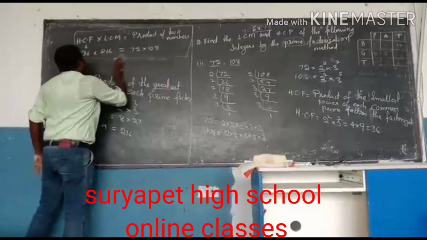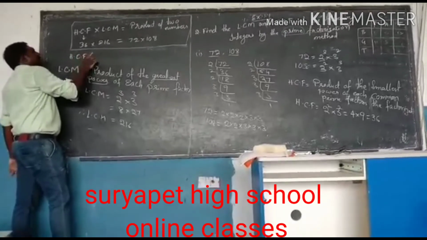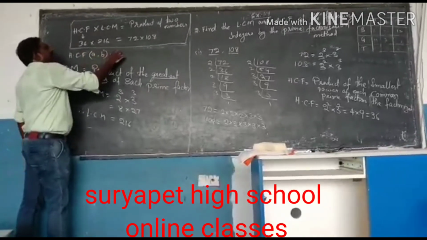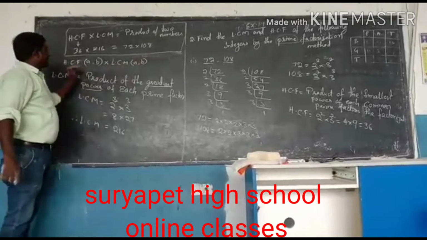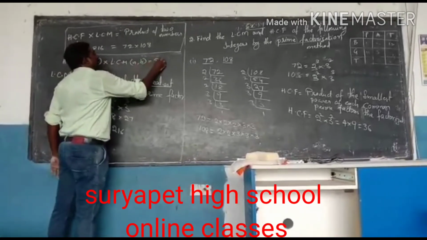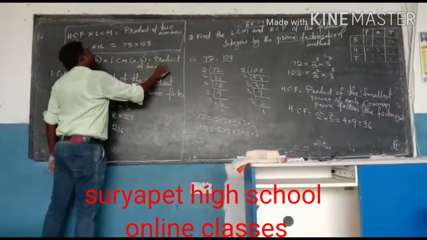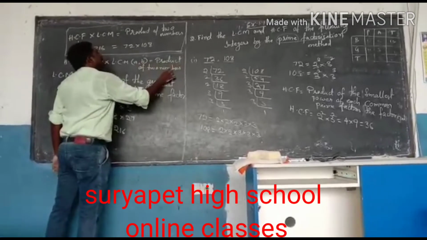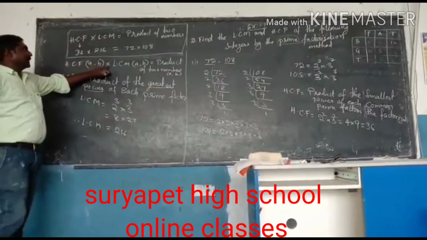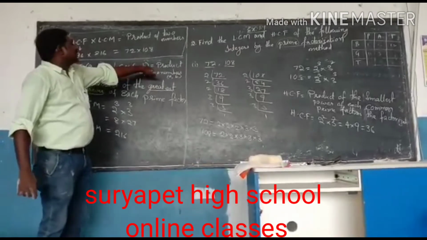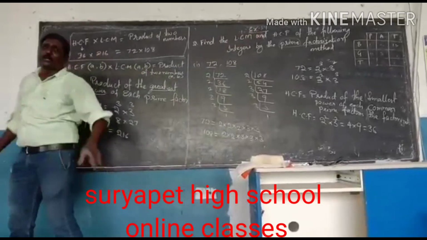So using this, the statement is that for any 2 numbers A and B, if we take the product of the HCF and LCM, it is always equal to the product of the 2 numbers A and B. HCF of the two numbers A and B times LCM of the two numbers A and B is always equal to the product of the two numbers A and B. It's a very important one to be remembered.